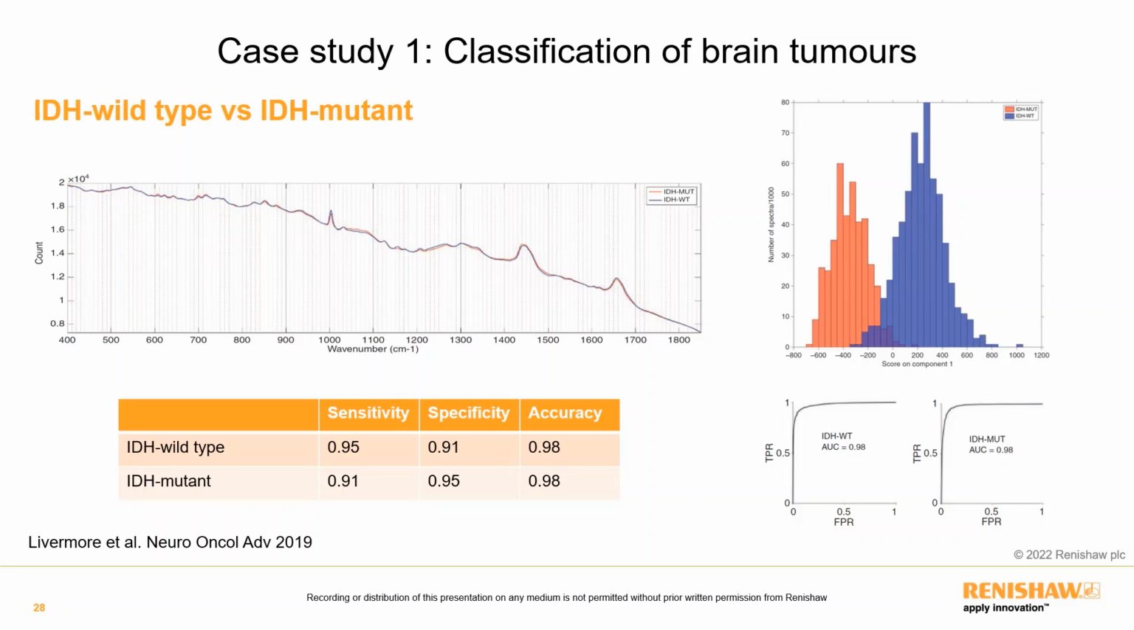Verification with equivalent stained and sequenced samples showed that the generated model could predict IDH mutations with high sensitivity, specificity, and accuracy. Separation of the two groups can again be seen in the histogram on the right-hand side, and the associated ROC curves show high model performance. This model could therefore be applied to glioma tissue to assess its genetic subtype.